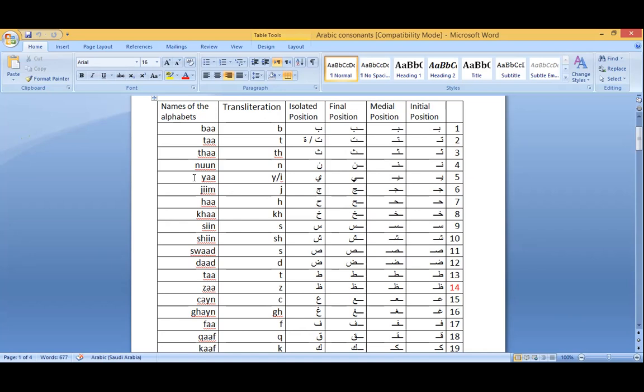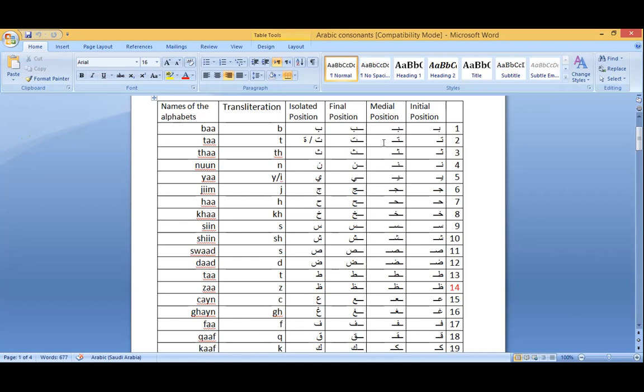Yes, someone else? Yeah, changed in the final position. That's Firdausa. Yes, that's true. You see, this is your initial, this is your middle, and this is your final. Now, Ya has two shapes. Ya final and Ya isolated, they look alike. Am I right? Ya initial and Ya middle, they look alike.